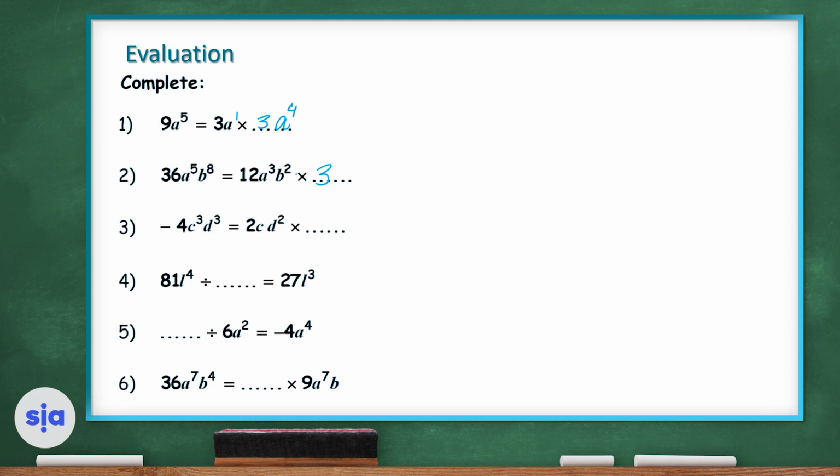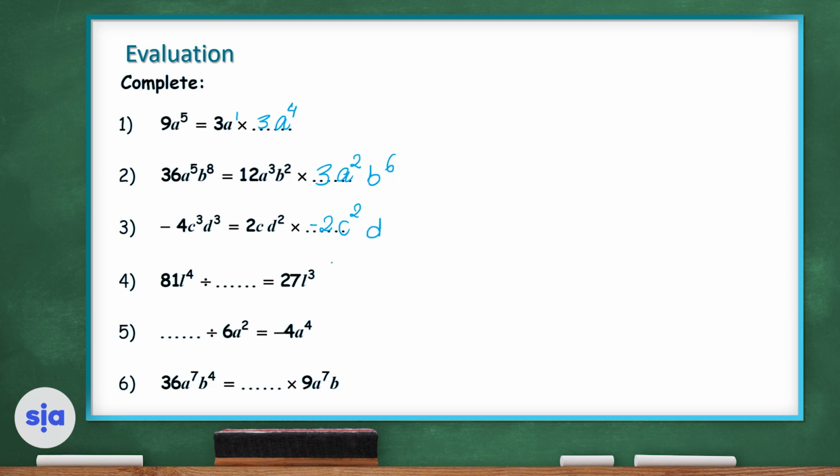It's 3. Then a power 3 times what equals a power 5? This is a power 2. Then b power 2 times what equals b power 8? It's b to the power of 6. 2 times what equals negative 4? 2 times negative 2. c times what equals c cubed? It's c squared. d squared times what equals d cubed?